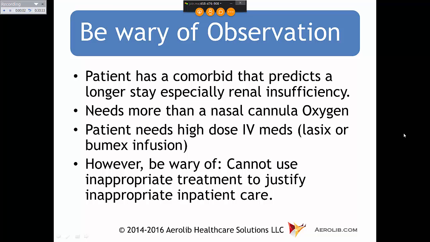So let's be wary of some observation findings. A patient has a comorbid condition that predicts a longer stay, especially renal insufficiency, needs more than nasal cannula oxygen, maybe high dose meds, Lasix or Bumex infusions. Once a patient starts needing a continuous infusion of Lasix and Bumex, that means an inpatient stay is appropriate. There's a last line saying you cannot use inappropriate treatment to justify inappropriate inpatient care, and I think this is not only for CHF but for every diagnosis.